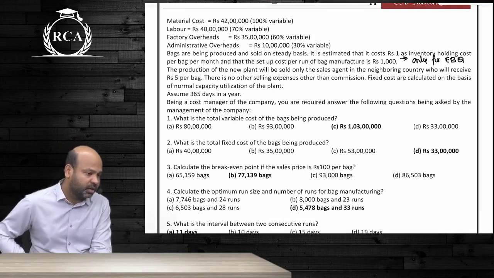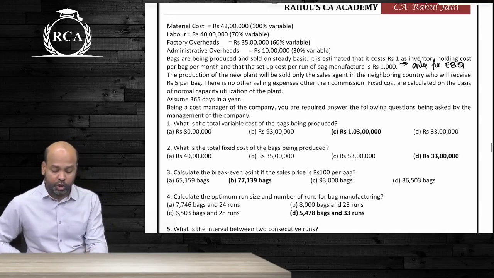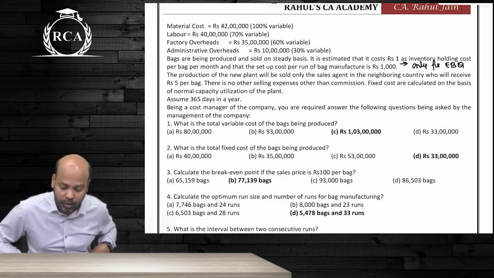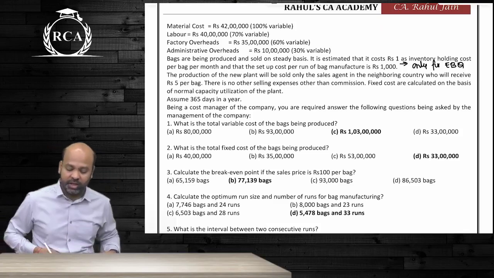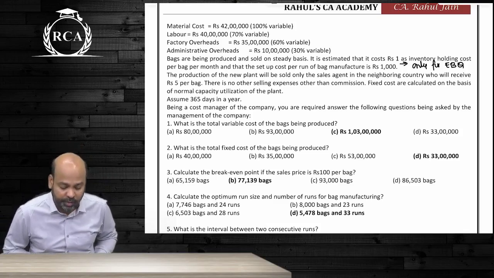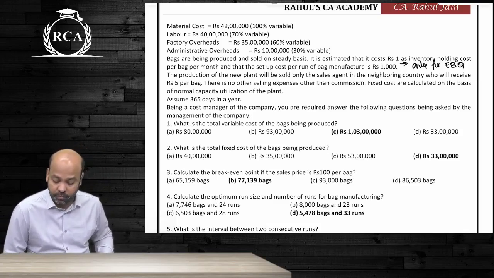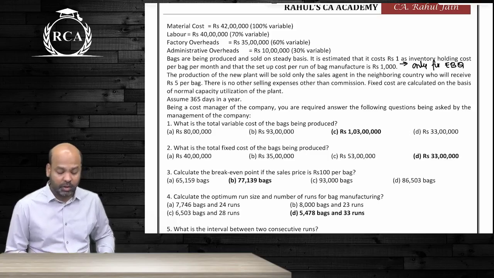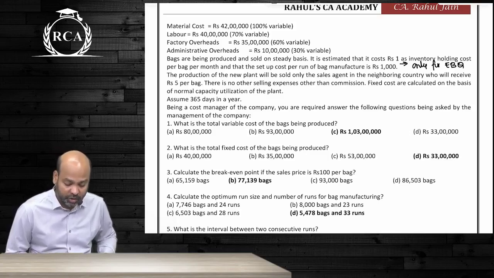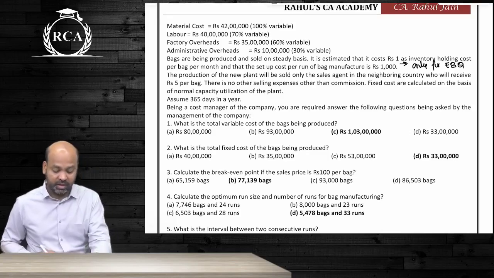इज दैट क्लियर? The production of the new plant will be sold only through the sales agent in neighboring country who will receive 5 rupees per bag. There is no other selling expenditure guys. Fixed costs are calculated on the basis of normal capacity utilization of the plant. Assume 365 days in a year.